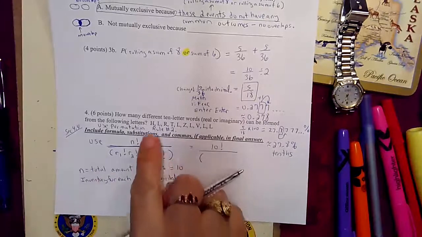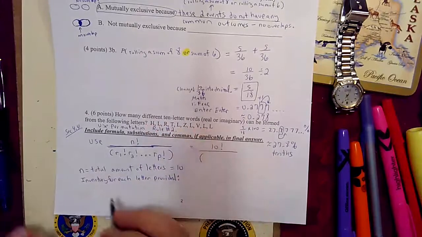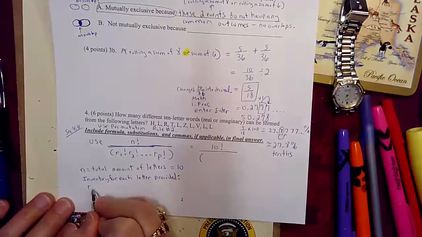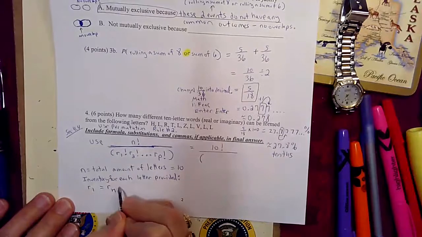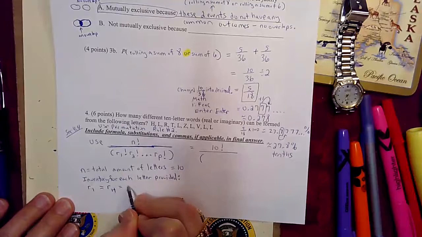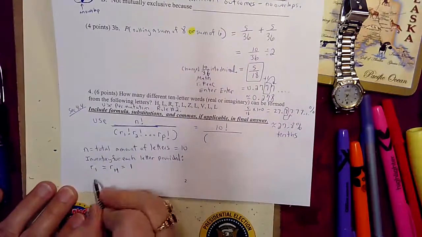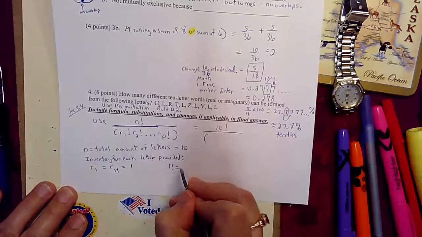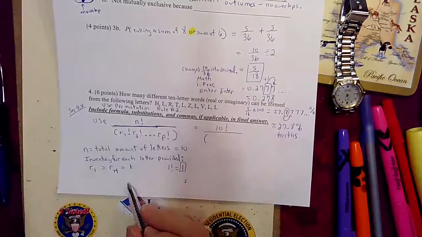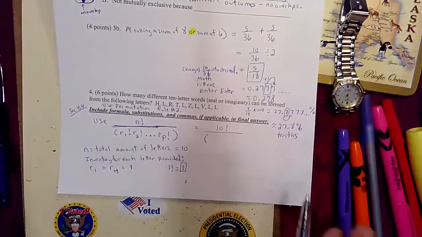Okay, let's see. So the first letter I see is H. Do you see any other H's? Nope. So if I let R1 equal R sub H, that only gives us one letter that's an R. Okay, now 1 factorial is 1. So if you wanted to omit the 1, you could, or you could put 1 factorial here, or you could leave it off because 1 factorial is just 1.